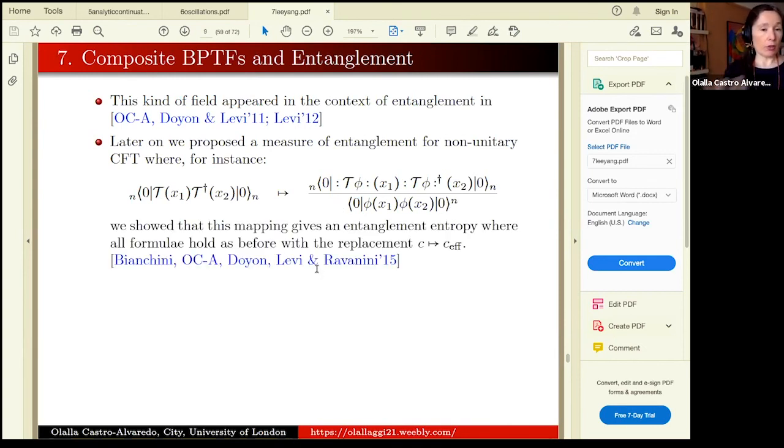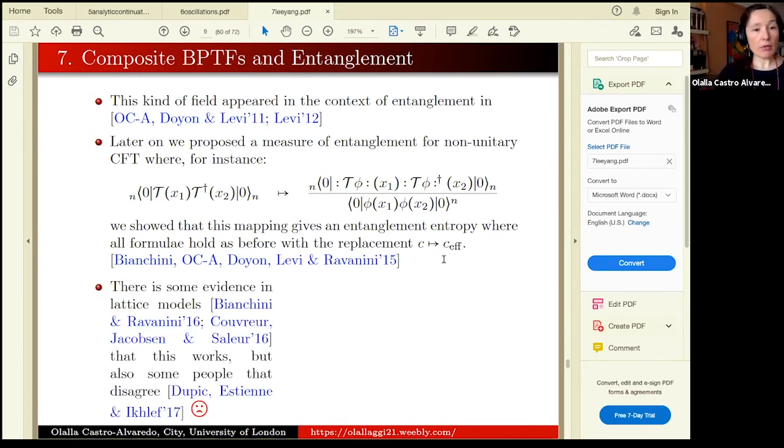And in fact, if you use this replacement, then what you find is that entanglement entropy, for example, behaves just as usual. So it grows logarithmically and so on, but the central charge is replaced by the effective central charge instead. So you have a quantity that is still positive definite and has nice properties. So this is one of the reasons why we studied these fields initially in this paper.